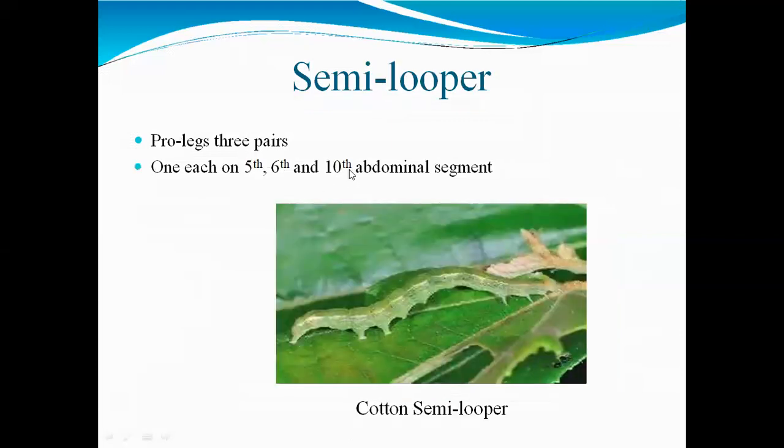Next is semi-looper larva, with prolegs in 3 pairs. Three pairs of thoracic legs are present, and legs on the 5th, 6th and 10th abdominal segments. Example is cotton semi-looper larva. The first 3 pairs are thoracic legs, and the others are on the 5th, 6th and 10th abdominal segments.